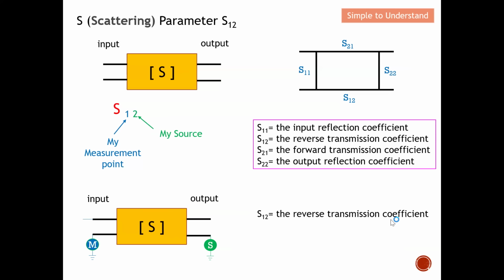Let's go through the last one, which is S22. Again, with these two numbers, this is where my source is and this is where I conduct my measurement. From here, you can see that this is the incident wave, and I measure how much will be reflected back. Therefore, this form is called the output reflection coefficient.